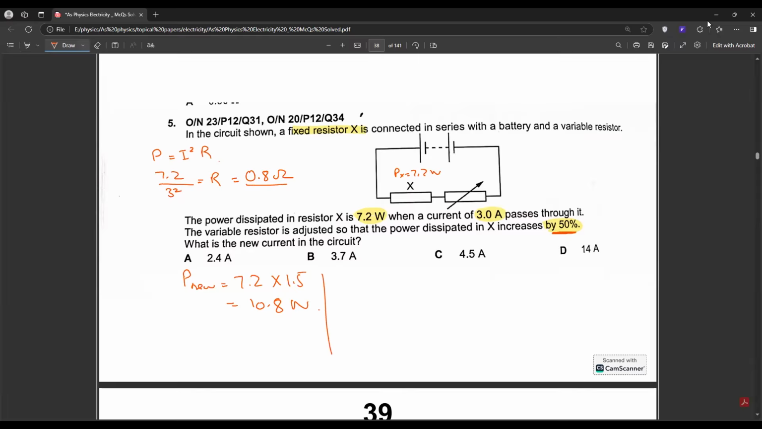Can you calculate the current? Yes. Power is equals to I square R. Power is equals to 10.8. Your resistance is 0.8. Take an under root, you will get your current. So 10.8 divided by 0.8, take an under root. Your answer comes out to be 3.7 amperes. B is your answer for 38. In the marking scheme as well, the answer to 38 is B. Let's further move ahead.